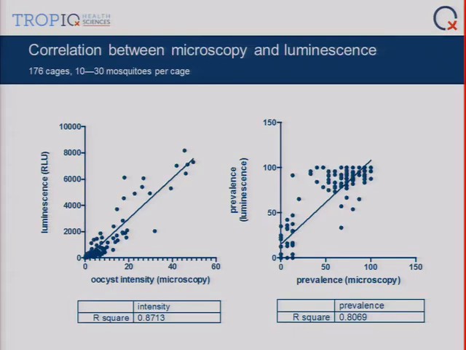And here you can see the correlation in oocyst intensity as assessed by microscopy versus the luminescence signal that we get. And here's the correlation for prevalence, or the number of infected mosquitoes, so mosquitoes harboring at least 1 oocyst. And you can see that there's a good correlation between the two. And we can pick up a single oocyst by looking at luminescence signals.